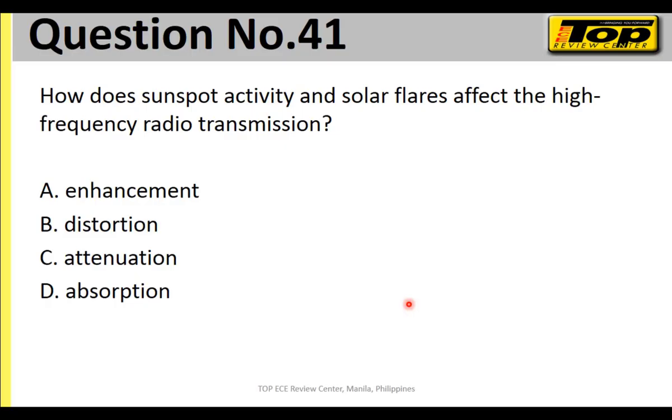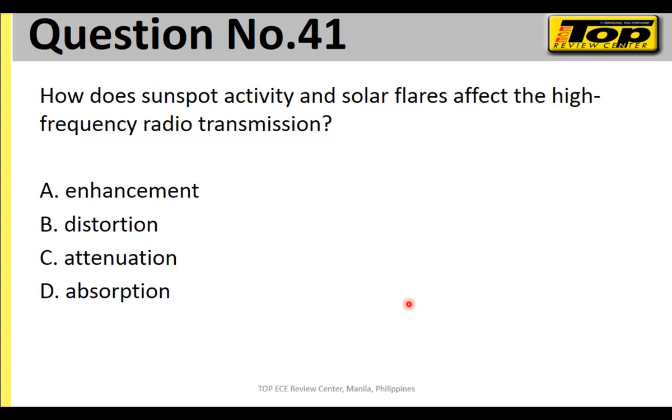Question number 41. How does sunspot activity and solar flares affect the high-frequency radio transmission? Okay, na ganito. Again, this involves the ionosphere. Sabi natin, ang ionosphere kapag mataas ang ion density niya, the more refraction it will create for a signal. So if coming from D, it's not refracted that much, it will be refracted on E.